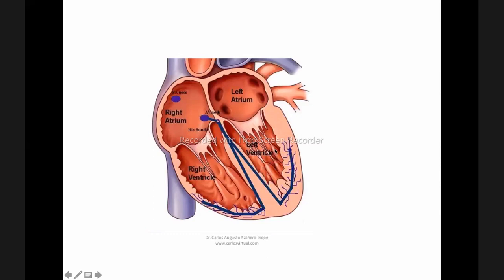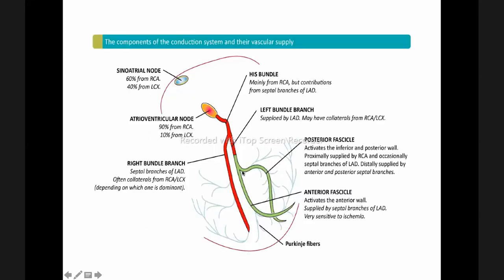branches further into a left anterior fascicle and a left posterior fascicle, probably clearer in the next picture. So that's the left posterior fascicle and the left anterior fascicle. And there's also a septal fascicle and then the Purkinje system. So this is just your reminder of the conduction system, okay?